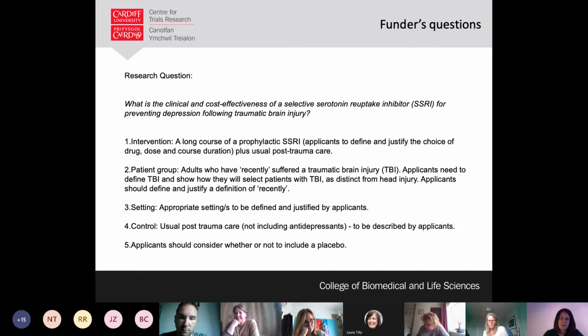So this is an example from a recent NIHR website with a question that they wanted answered about the effectiveness of a particular kind of medication for depression following a traumatic brain injury. So there they've presented the question, and actually they've even given you quite big hints about what they want in the design. So what the intervention is, what the control is, for example. So they've done quite a lot of the work for you. So it's worth looking at the funders' websites to see if they've got particular things that they want answering.